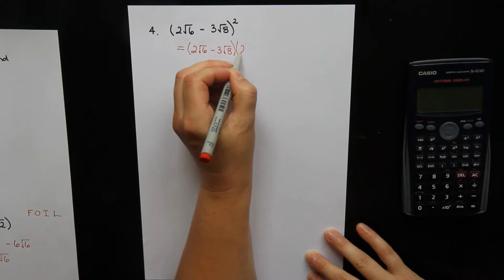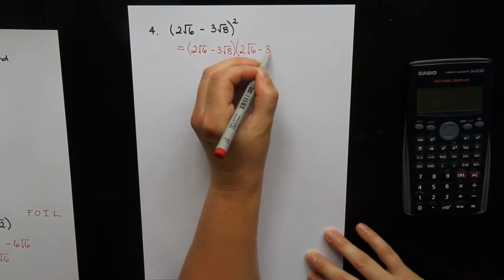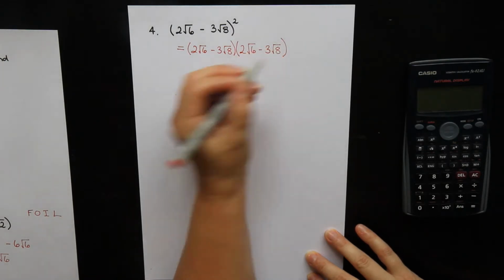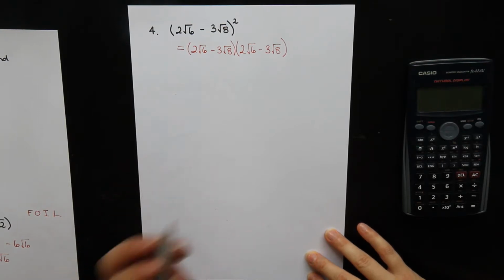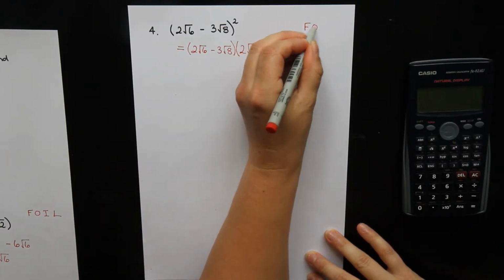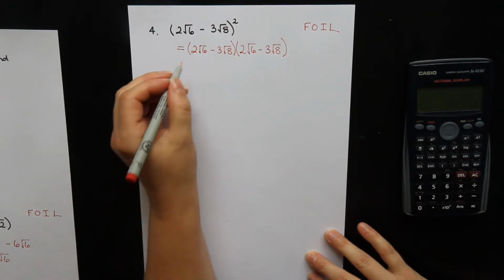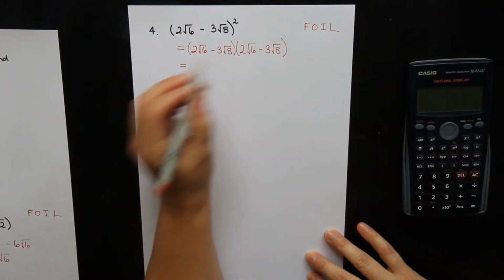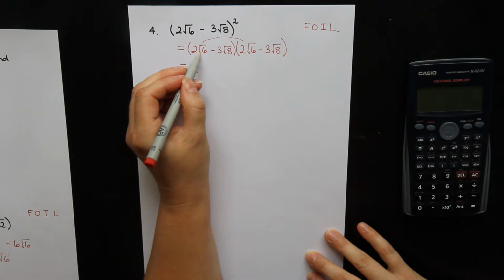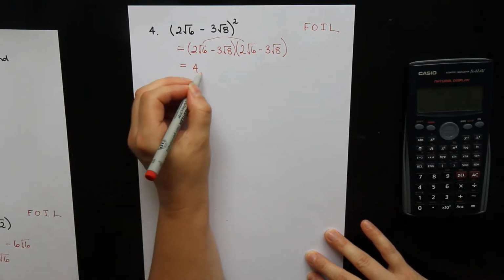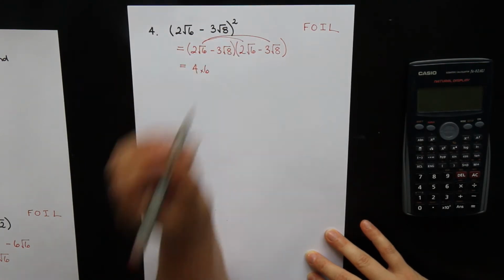And when something is squared, it just means that you have the same bracket multiplied together twice. So there it is, the same bracket together twice. And then it's simply a matter of doing the FOIL method, first, outside, inside, last, that we did in the last question. So let's do that. 2 times 2 is 4 for the first, and then root 6 times root 6 is 6, the square roots cancel out.